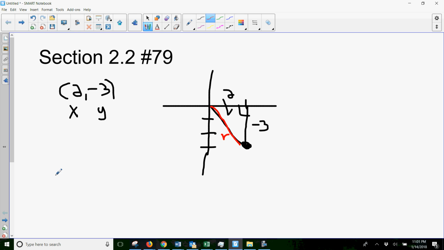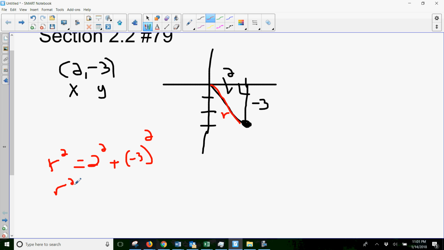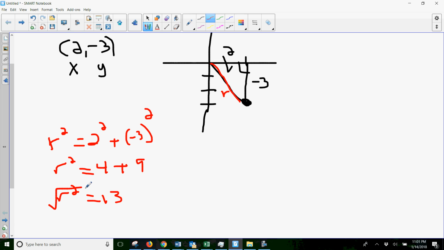So remember we have the Pythagorean theorem. It says c squared equals a squared plus b squared. Well, here c squared is going to be our radius squared. And then a squared, we'll call it 2. So we'll have 2 squared plus b squared, which we'll call negative 3 squared. So here we have r squared equals 4 plus 9, or r squared equals 13. So if I want to solve for r, I take the square root of both sides and get that r equals the square root of 13.